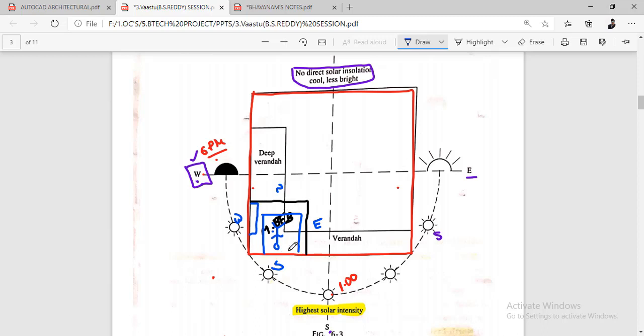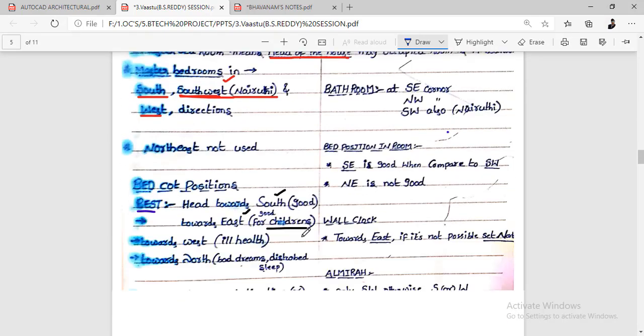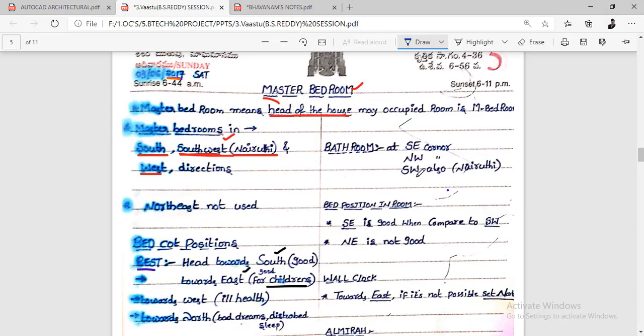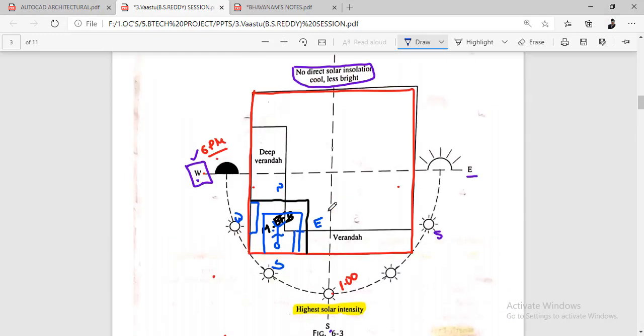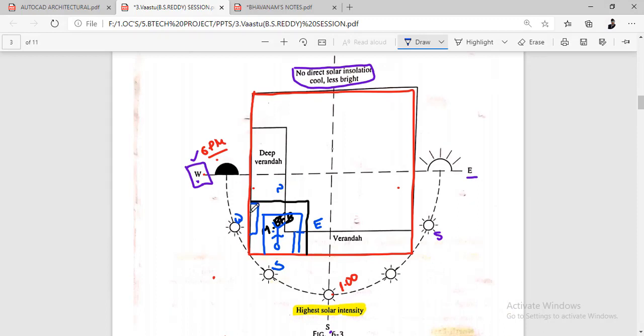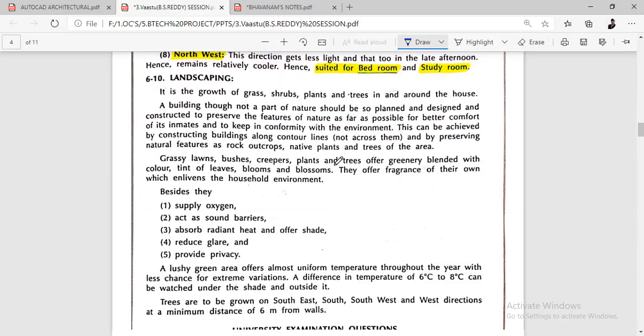Okay, somewhere in the southeast I need to provide toilets. But if you come to here, I don't have availability in the northwest or southwest. So in the northwest, if you have any chance, you can place toilets here. In the southwest, if you have any chance, you can place the toilets here, based upon the availability of the place. And you can decide which one is the best one among the two options. So like that we need to decide it.